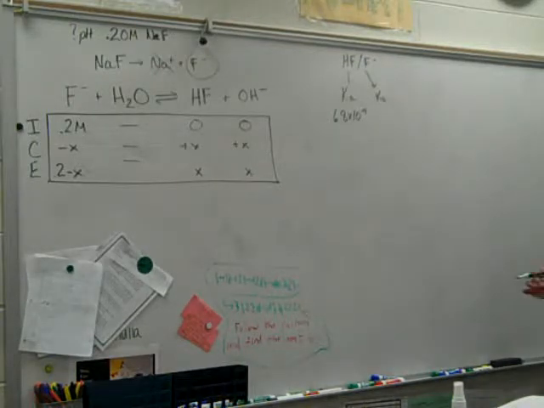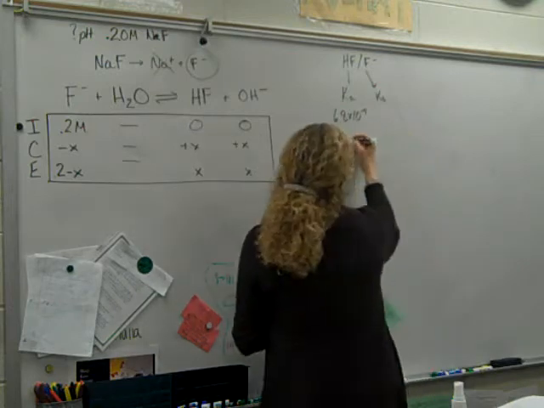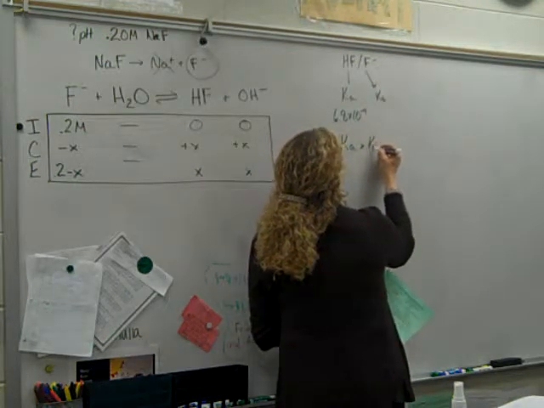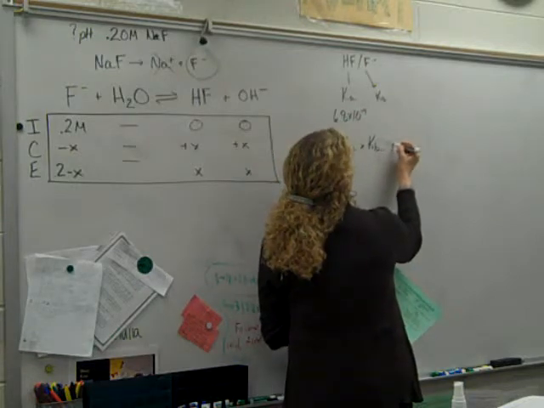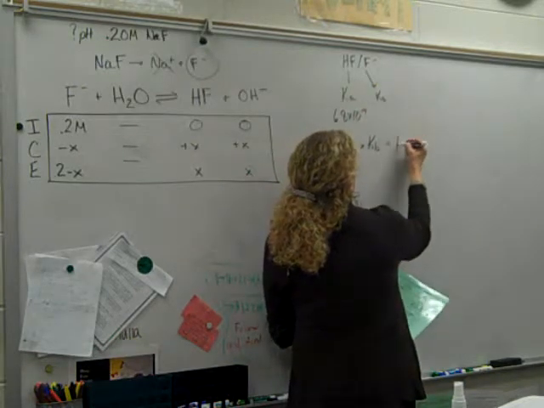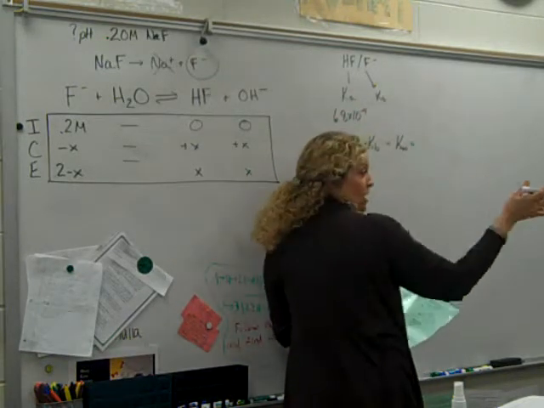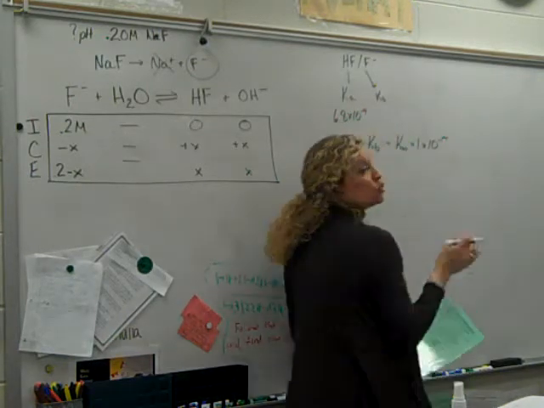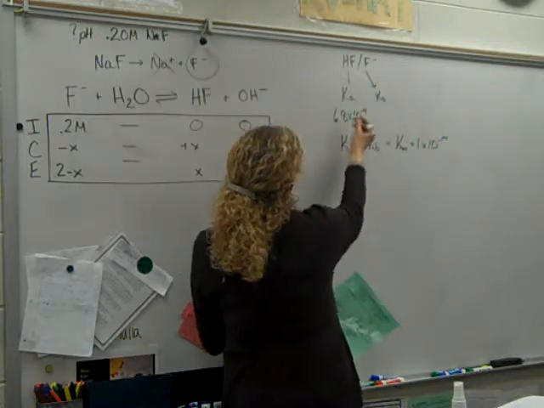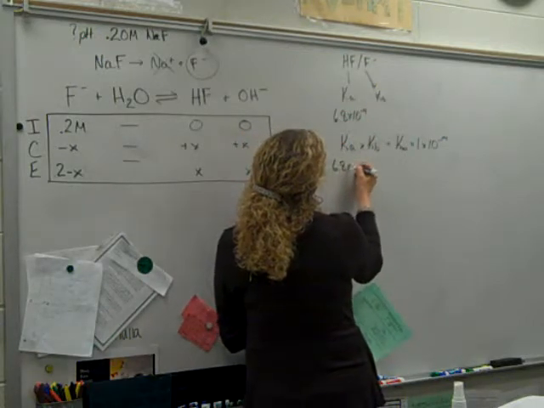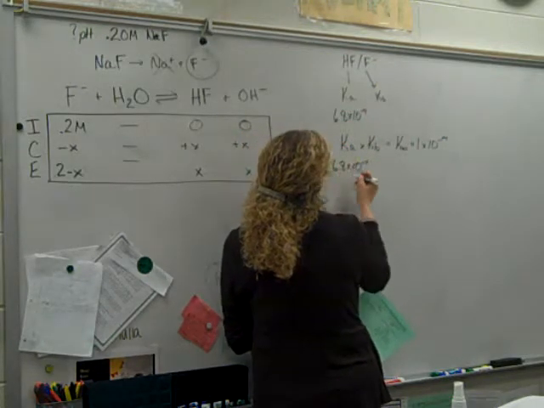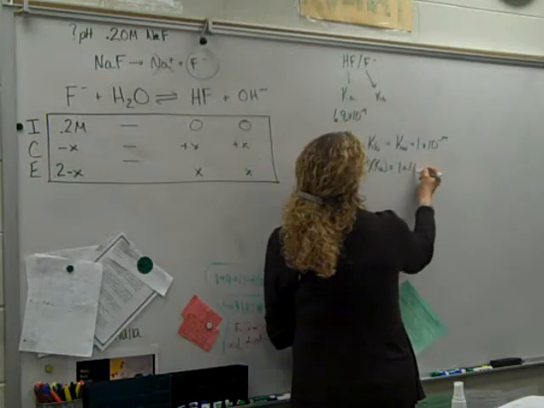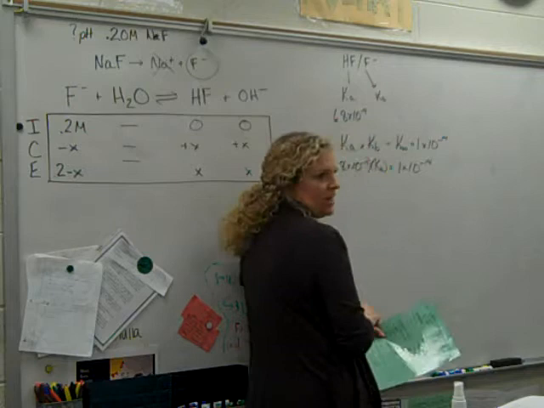Look and see if you can find this formula. Ka times Kb equals Kw, which is 1 times 10 to the negative 14. And that is sweet. So if Ka is 6.8 times 10 to the negative 4, Kb will be whatever it is. The product of those will be 1 times 10 to the negative 14.